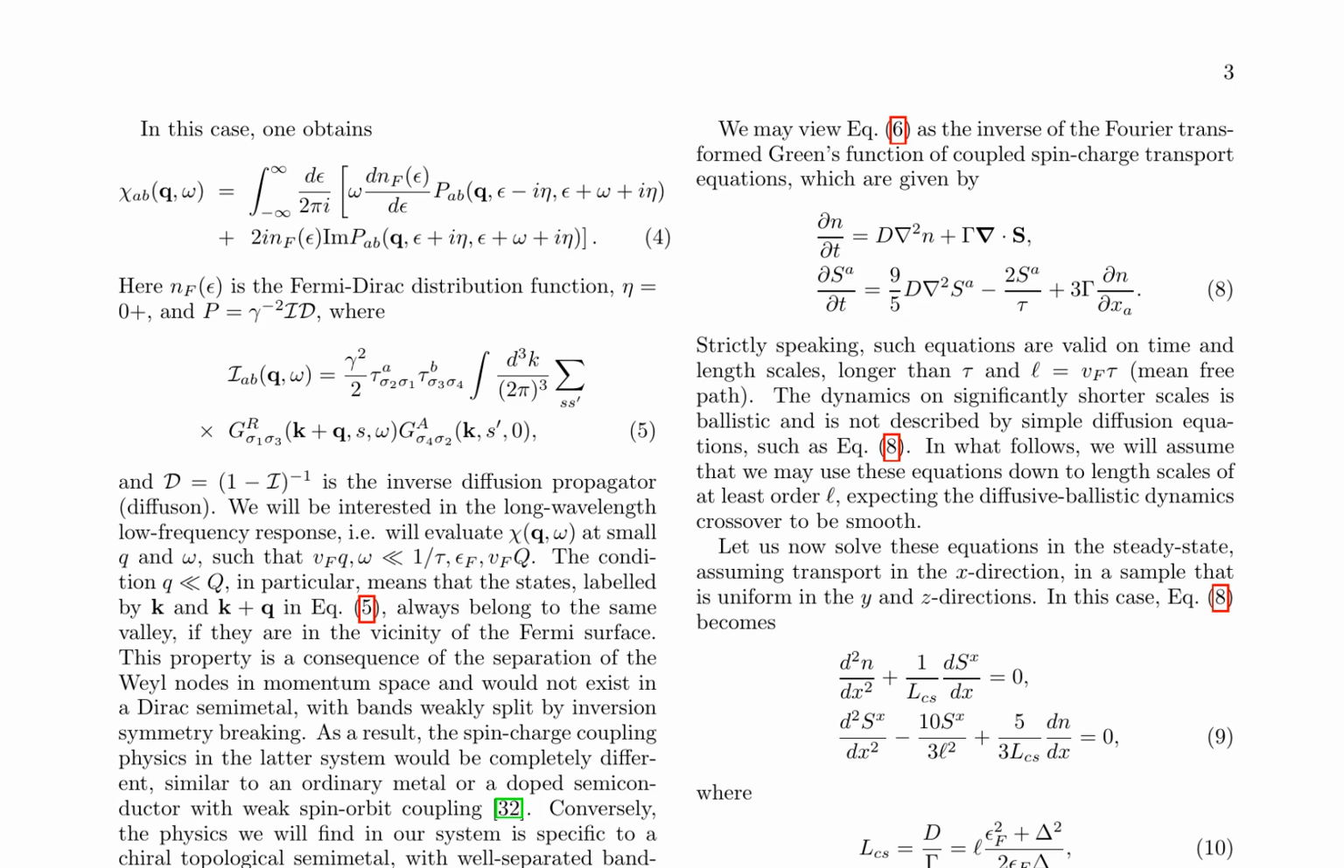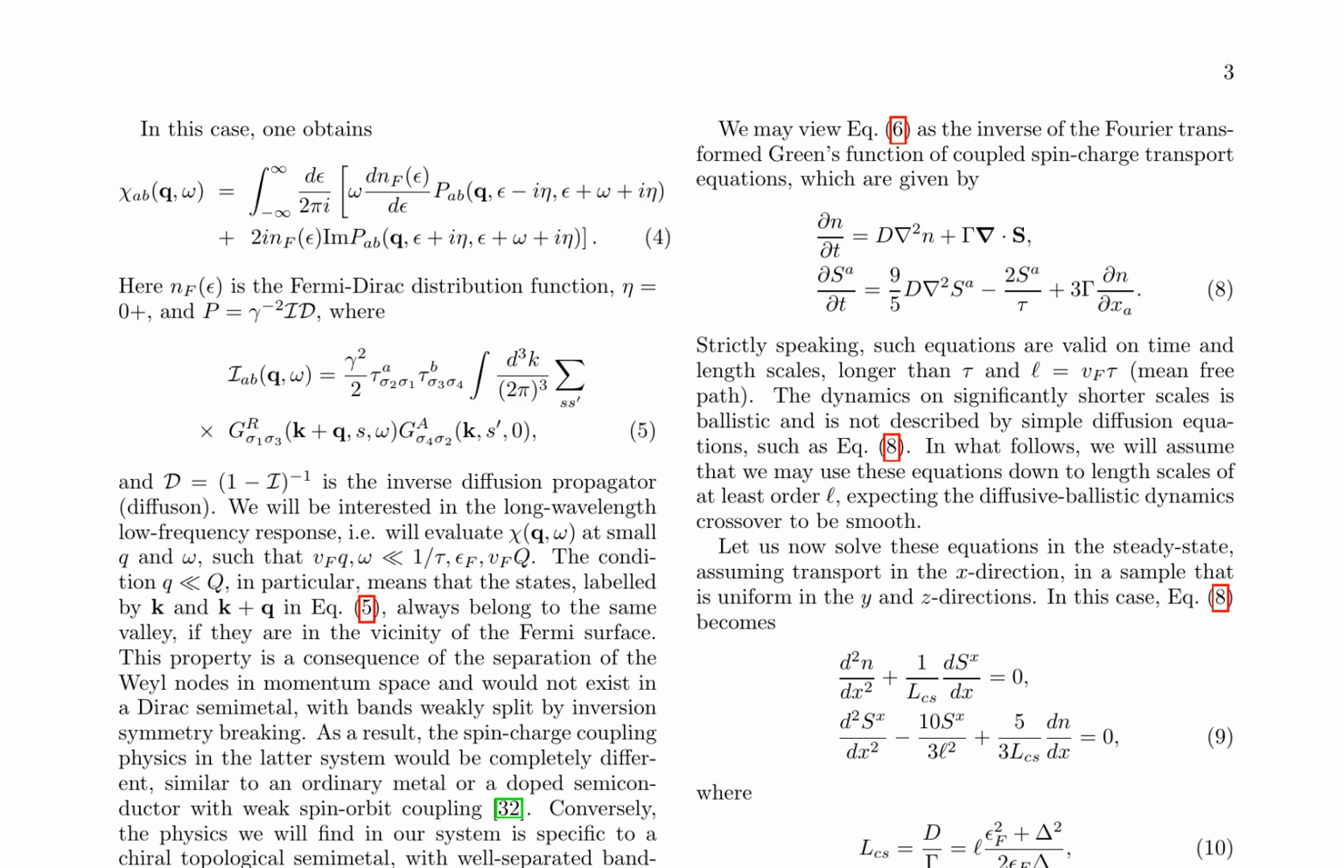In chiral topological semimetals, the spin-charge coupling is a crucial aspect of transport phenomena. The authors derive the spin-charge transport equations, specifically the inverse diffusion matrix and the coupled spin-charge transport equations, in the steady-state regime. This derivation is based on the Kubo formula, which yields the spin susceptibility, χ_ab(q, ω), describing the response to an external magnetic field. The expression involves the matrix element P_ab(q, ε, ε+ω), and the Fermi-Dirac distribution function, n_F(ε).